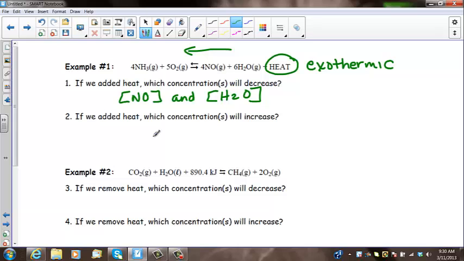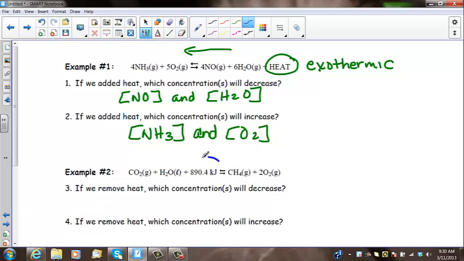It says if we add heat, which concentrations will increase? Well, we just discussed that that would be the NH3 because it's favoring the reverse reaction, and we're going to increase the production of the O2 and the NH3. Let's look at another example.